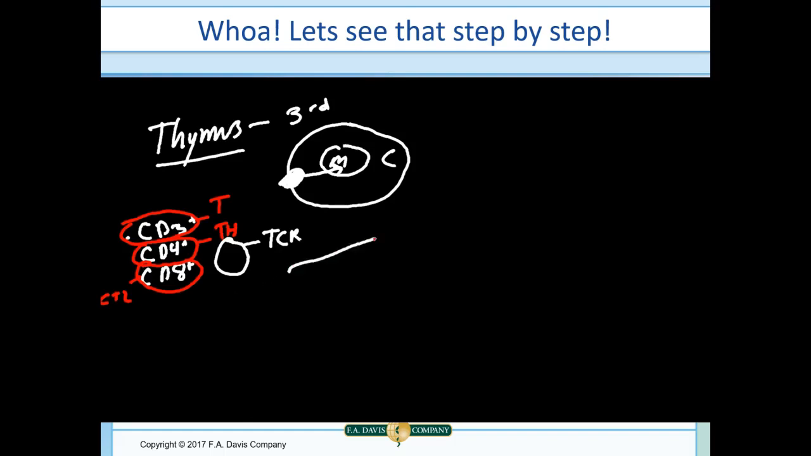So we have two different routes that we can go. We can either become a CD8 positive or a CD4 positive. Also has the CD3 as well. I'm going to stop writing it in because it gets a little messy. It's also going to have the T cell receptors that I'm not going to write in as well.